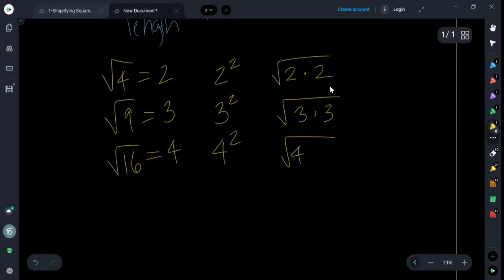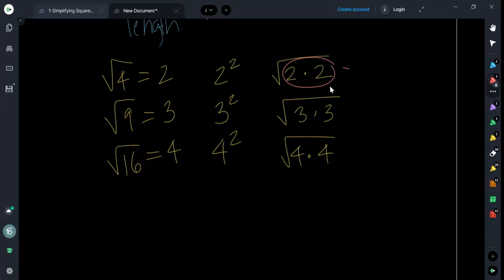And the square root of 16 is asking me what's the square root of 4 times 4. And what you see here is every pair can be square rooted to get a single. I have a pair of 2's. Well, what's the square root of 2 times 2? It's the square root of 4, which is 2.